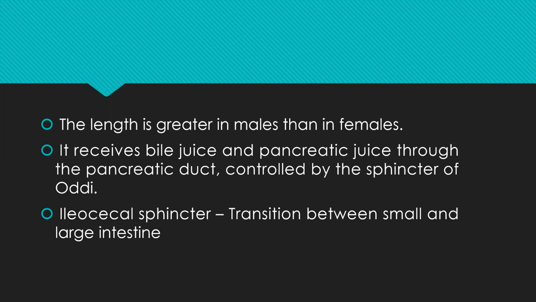And next, we also have one more sphincter, which you will call the ileocecal sphincter. This is the transition between the small and the large intestine. Between the small intestine and the large intestine, you also have one sphincter, known as the ileocecal sphincter.